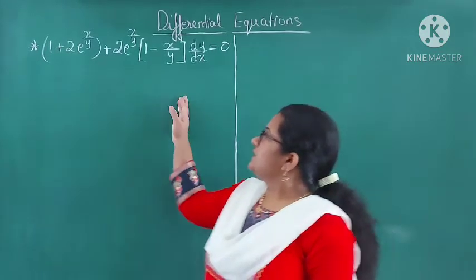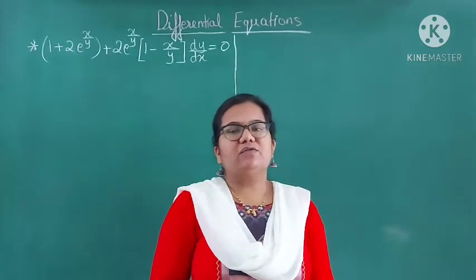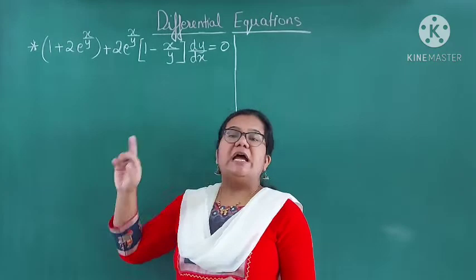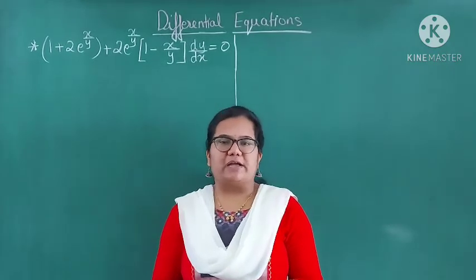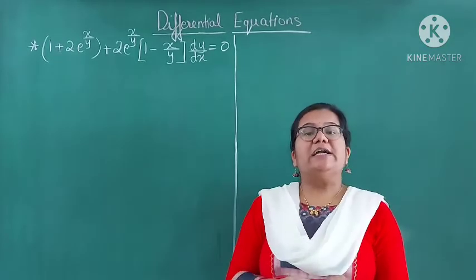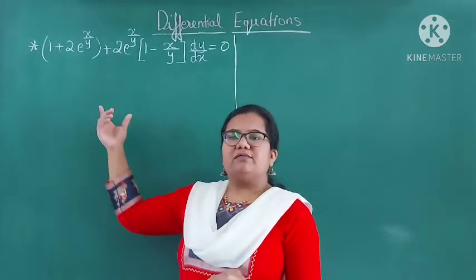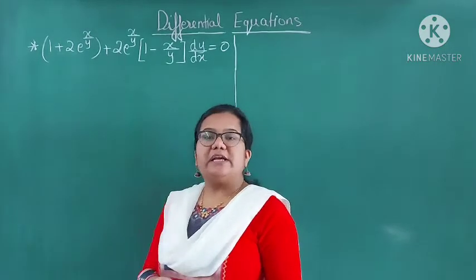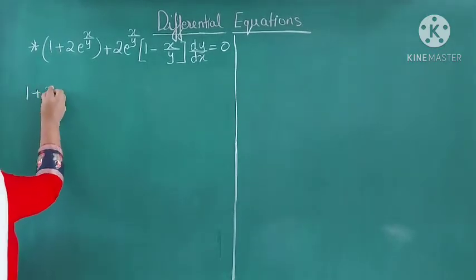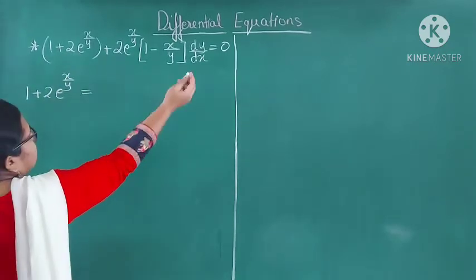Now if you look at this example, the ratio is x upon y. So clearly, instead of the substitution y equal to v into x, the easy substitution will be x equal to v into y. And what you should do is convert this equation into the form dx upon dy equal to. So first we will convert the given equation into the form of dx upon dy. So this term I will keep on the LHS only, 1 plus 2 into e raised to x upon y. I will take this term on the other side.